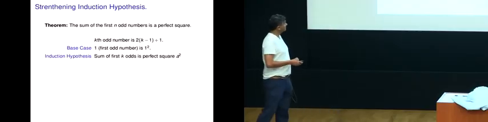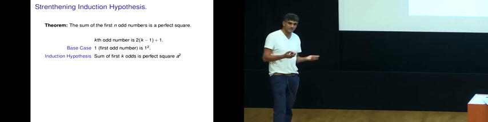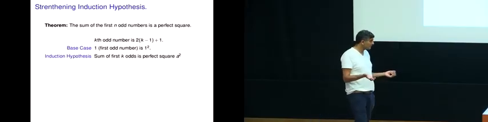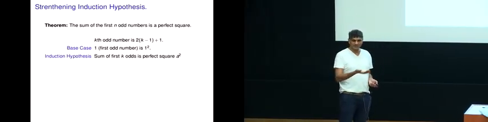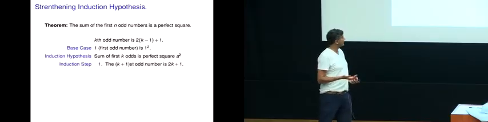Now, the sum of the first k odds is a perfect square. Let's call it a squared. That's what we're saying. If I add 1 plus 3 plus 5, what do I get? I get 9. That's a perfect square, so a would be 3 in that case. Okay, so let's prove this theorem by induction.